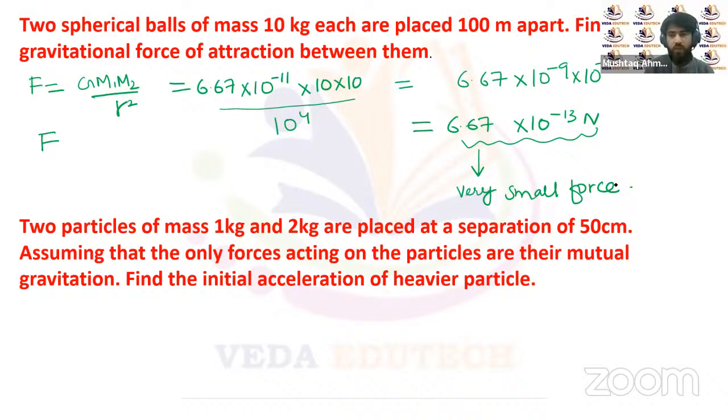You can see here the force of gravitation, or the force of attraction, between the 10 kg masses is very small. It's of the order of 10 to the power minus 13 when they are 100 meters apart. So we cannot observe this effect between the smaller masses.